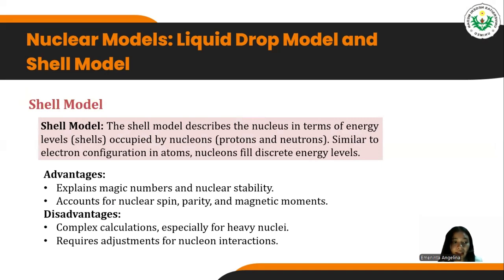But the shell model describes the nucleus in terms of energy levels occupied by nucleons, protons and neutrons, similar to electron configuration in atoms. Nucleons occupy discrete energy levels. The advantages of the shell model are that it explains magic numbers and nuclear stability, and accounts for nuclear spin, parity, and magnetic moment. The disadvantages of the shell model are complex calculations, especially for heavy nuclei, and it requires adjustment for nucleon interaction.